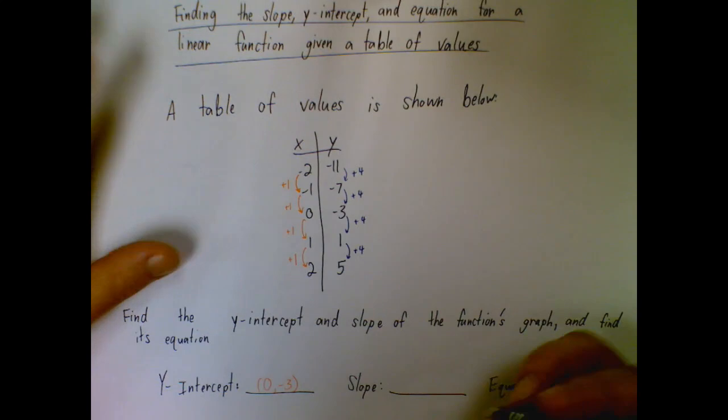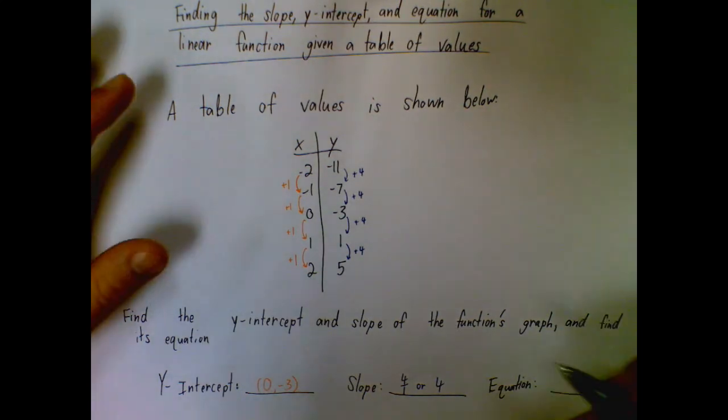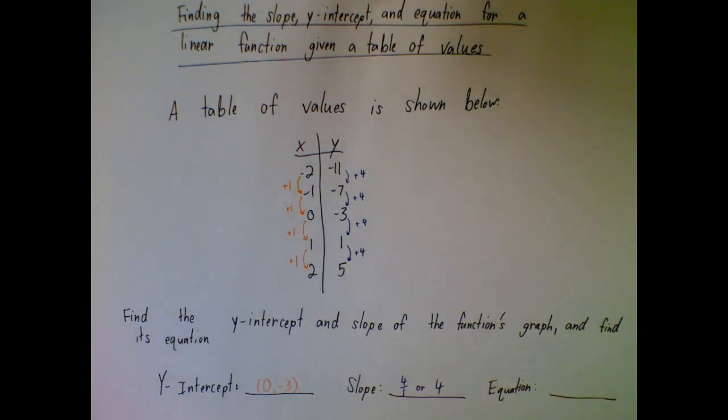Looking at these, they're all 4 over 1, which is my slope. You can either write it as 4 over 1, or usually we just write it as 4 and simplify it that way. Then when you have both of those, the equation's nice and easy because you don't have to calculate anything new.